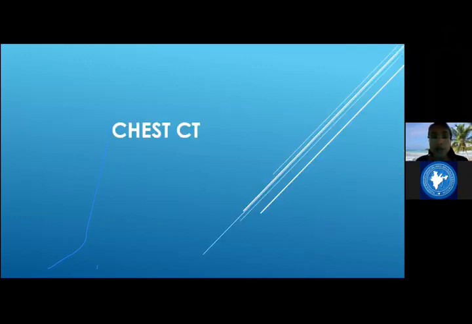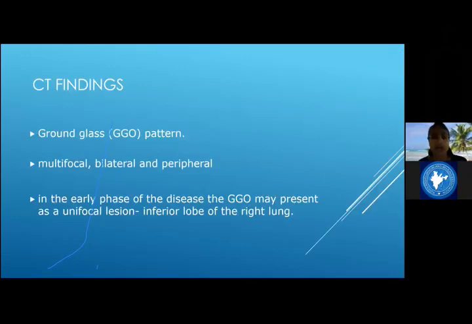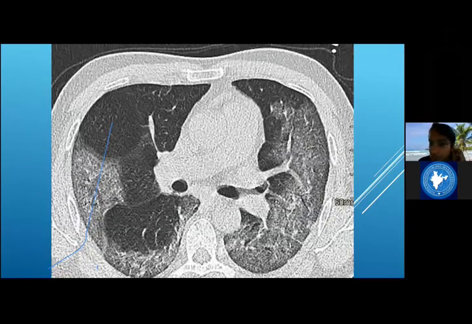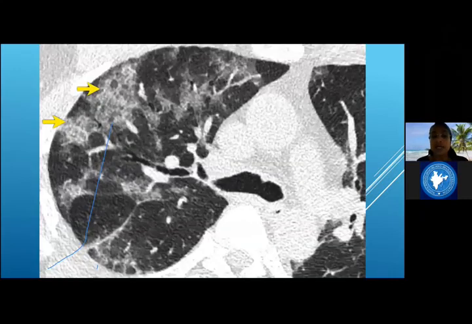Now, coming to chest CT, the CT findings, you all know, I may not go into details. This is the typical ground glassing where you can see the vascular markings. And this is the crazy paving. Crazy paving means septal thickening superimposed on ground glassing. So the early findings will be just ground glassing. But as disease progresses, we'll start seeing the crazy paving.